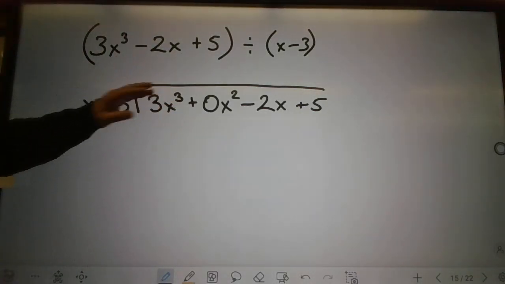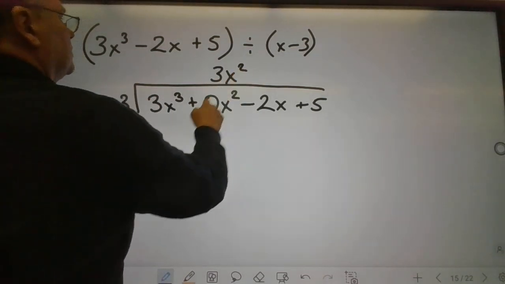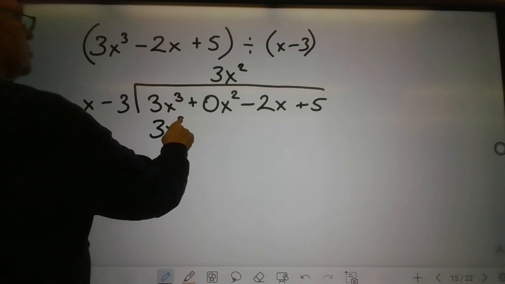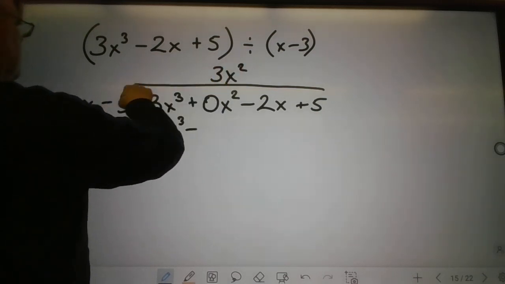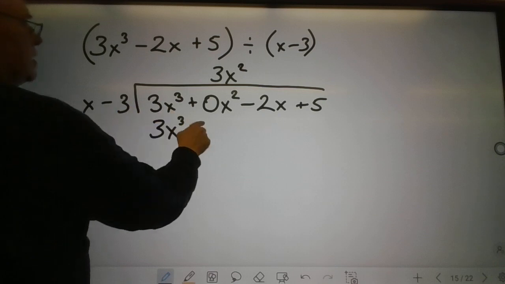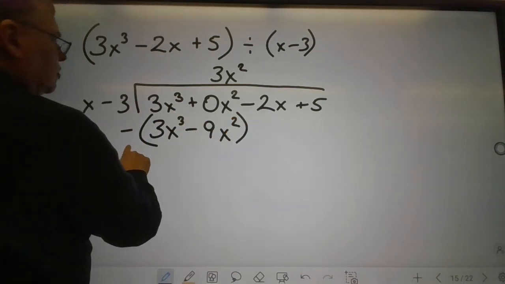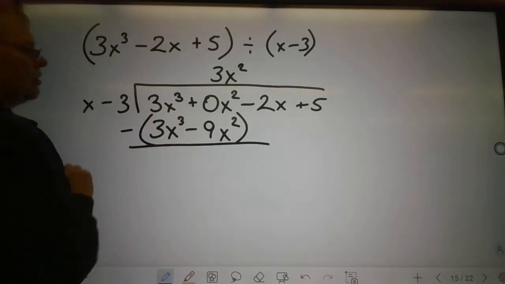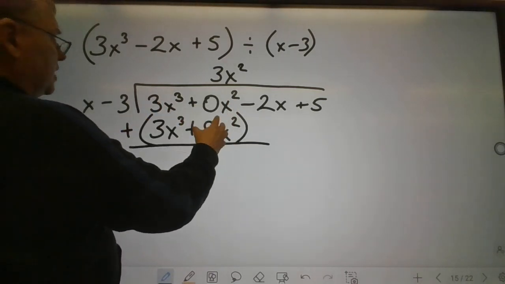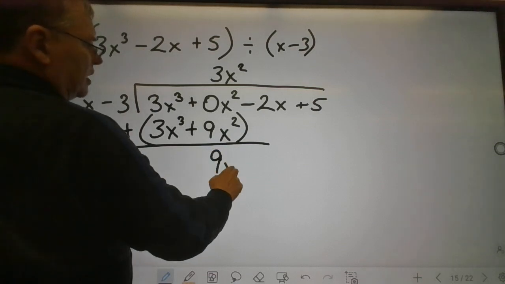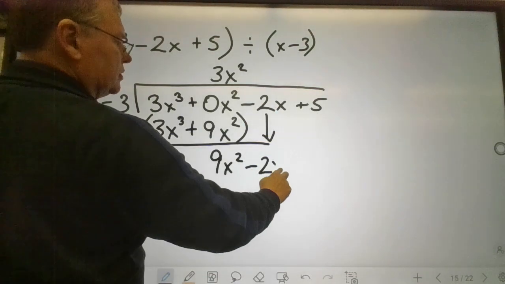So what times x will get me a 3x cubed? Well, that will be a 3x squared. So multiply that out. So 3x squared times an x is a 3x cubed, minus, and a 3x squared times a 3 gives me a 9x squared. I will subtract all of that. This is gone. And subtracting a negative is like adding a positive. So this will end up being a 9x squared. Bring down the next term, minus 2x.